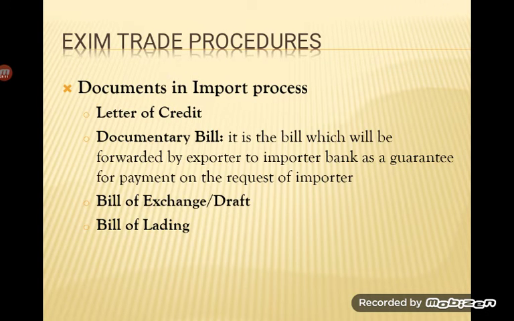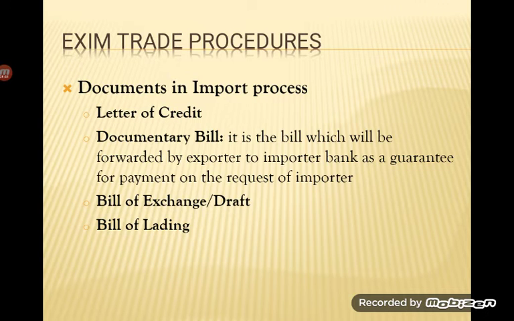Then we have the documentary bill. I have given the explanation here. It is a bill which will be forwarded by the exporter to the importer's bank as a guarantee for making the payment on the request of the importer. So it's called a documentary bill. I think the bill of exchange is also very clear. It's a draft. A bill of exchange, or draft, is an order written by the exporter instructing the importer or his agent to pay a specified amount of money at a specified time. It is nothing but a guarantee given by the importer to the exporter.